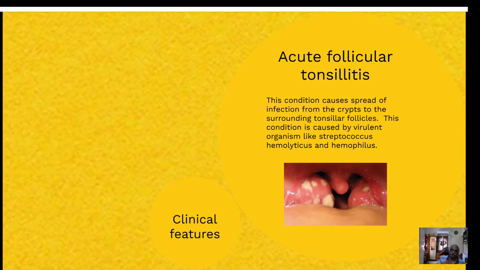Next comes acute follicular tonsillitis. This condition is actually spread of infection from the crypts to the surrounding follicles. So the infection from the crypts starts to spread to the tonsillar follicles. This condition is classically caused by beta hemolytic streptococcus. If you see a tonsil like this as shown in the photograph, it indicates acute follicular tonsillitis. It is commonly seen in beta hemolytic streptococcal infection. I have already stressed the importance of this infection and the potential complications it can cause. So it is important that you treat these children rather aggressively.